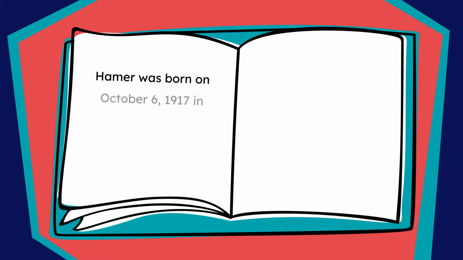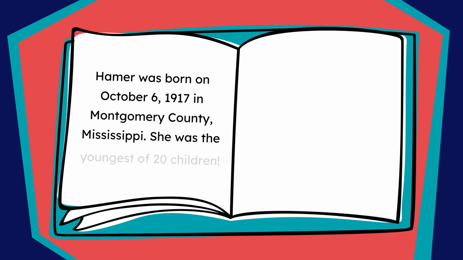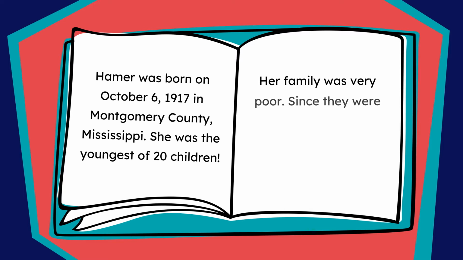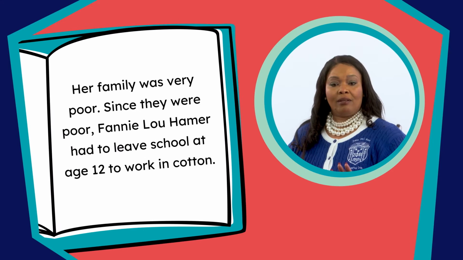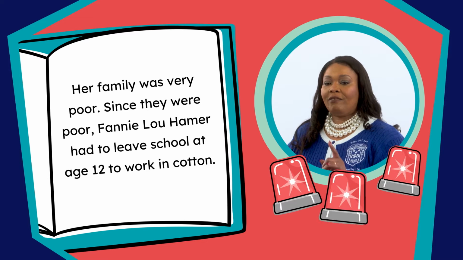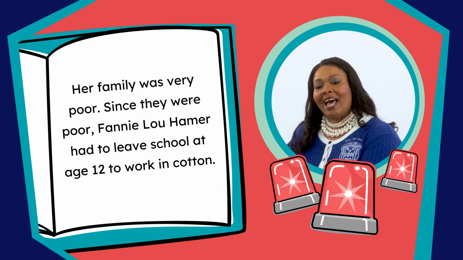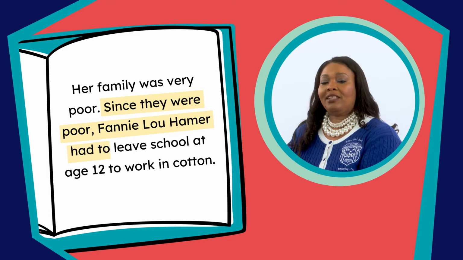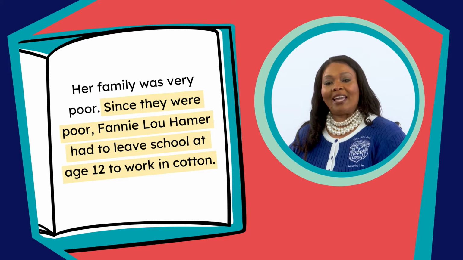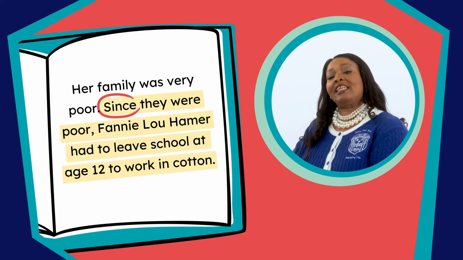This is the first part of her biography. Hamer was born October 6, 1917 in Montgomery County, Mississippi. She was the youngest of 20 children. Her family did not have a lot of money. Since they were poor, Fannie Lou Hamer had to leave school at age 12 to work picking cotton. Wait, I think I see one of those signal words. Let me read the last sentence again. Since they were poor, Fannie Lou Hamer had to leave school at age 12 to work picking cotton. Okay, I was right. I see the signal word since.